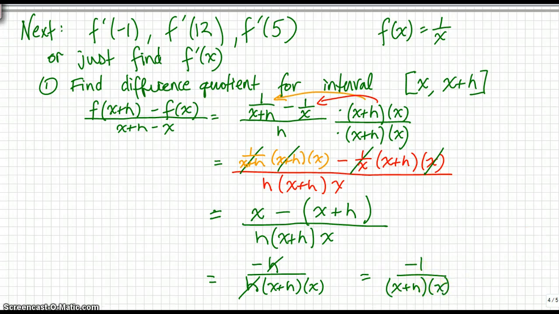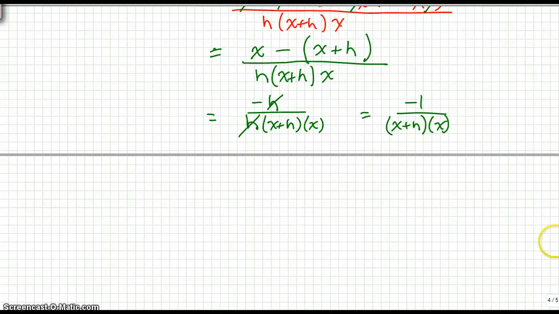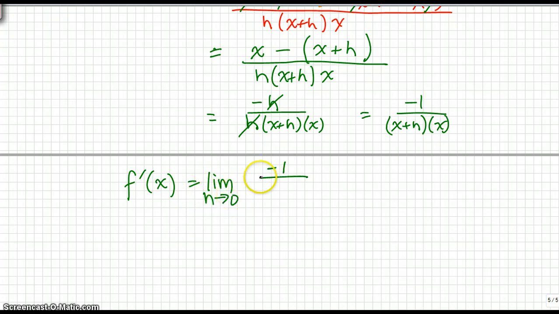We're so close to being done, but not quite, because my last thing to do is say, well, I know what f prime of x is. It's the limit as h goes to 0 of this quotient. But what do I get when I do that? I'm just plugging in h is equal to 0. I'll get negative 1 over x squared as my answer for f prime of x.